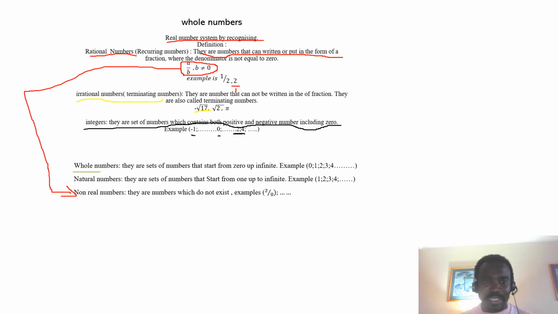Now we are coming to whole numbers. I'm using the light green to explain the whole numbers. They are a set of numbers that start from 0 up to infinity. An example is 0, 1, 2, 3, 4. So that is a set of whole numbers.